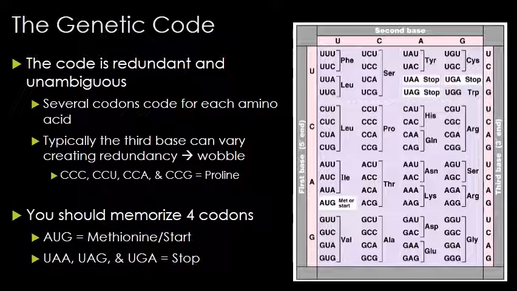CCU will always code for proline, never anything else, hence unambiguous. It is redundant because CCC, CCU, CCA, CCG all code for the same amino acid, proline. You'll notice that if I change that 3rd base, it doesn't really matter so much. I still make proline. So that is the redundancy called wobble. Overall, there are only 4 codons that you should be able to recognize on sight. You will be given the chart in most cases, but it will save you some time if you know that AUG is methionine, which is your start codon, and that you have 3 stop codons, UAA, UAG, and UGA.